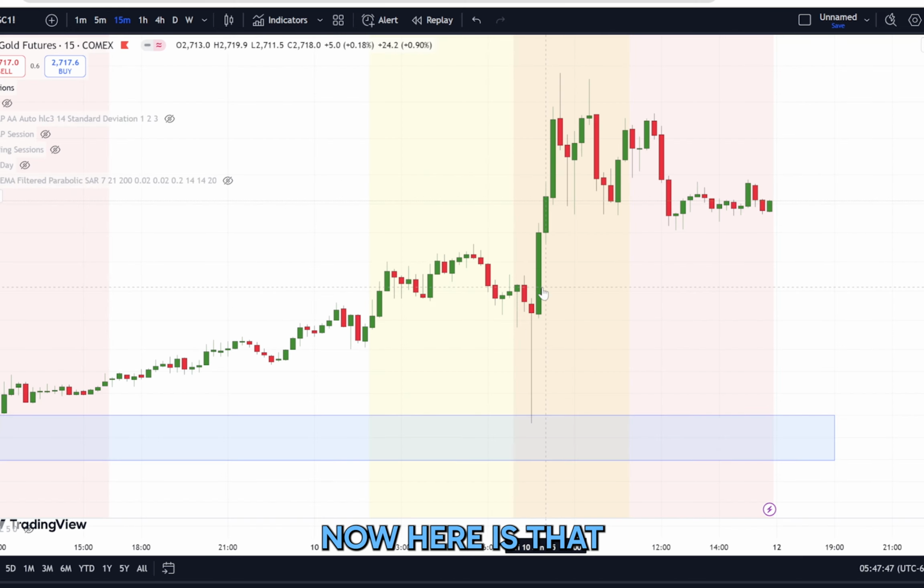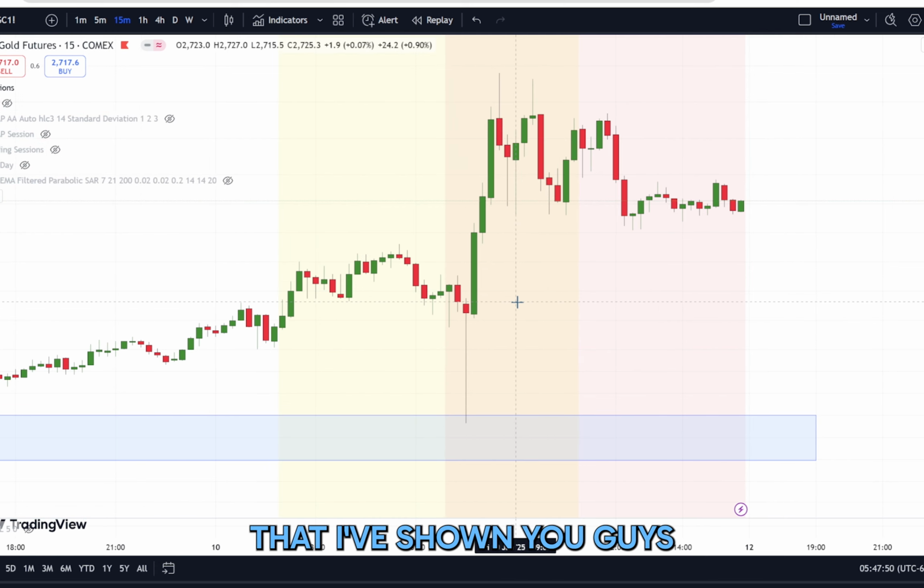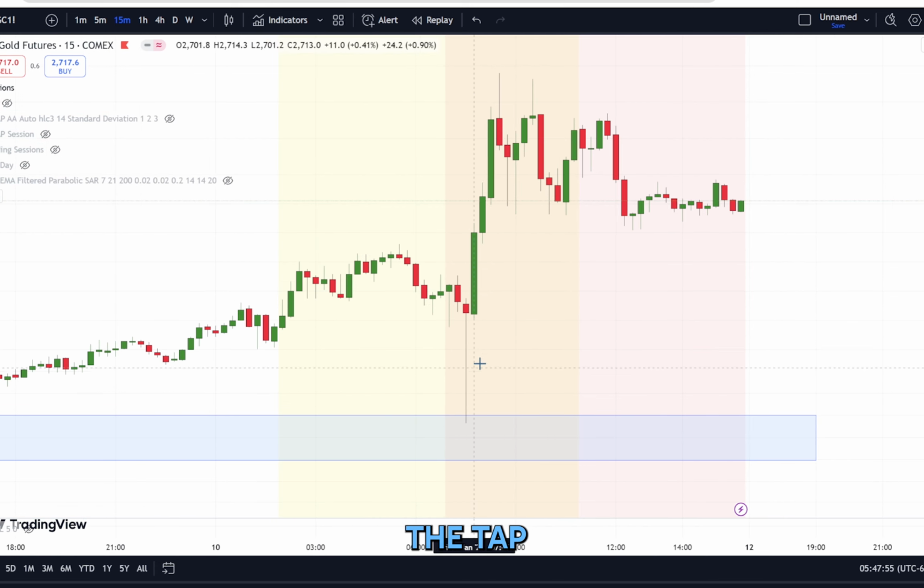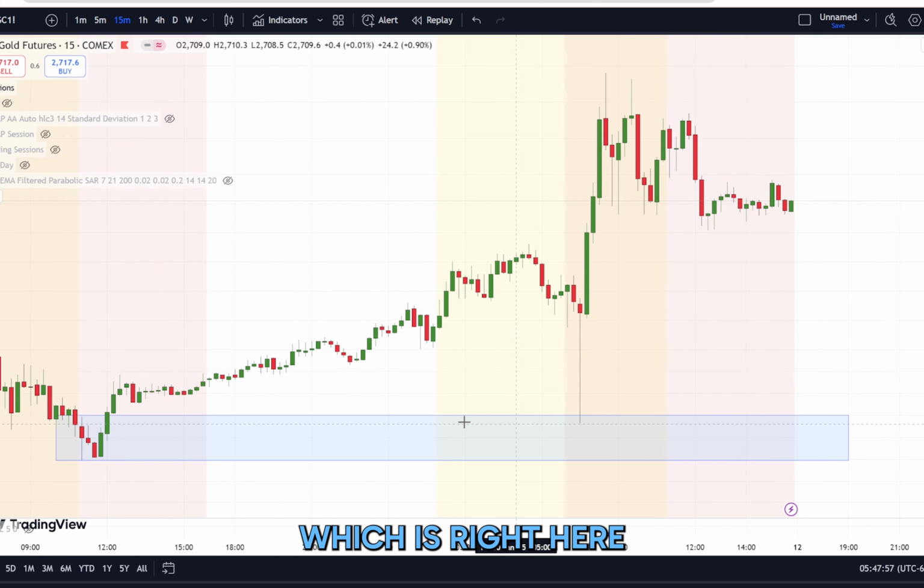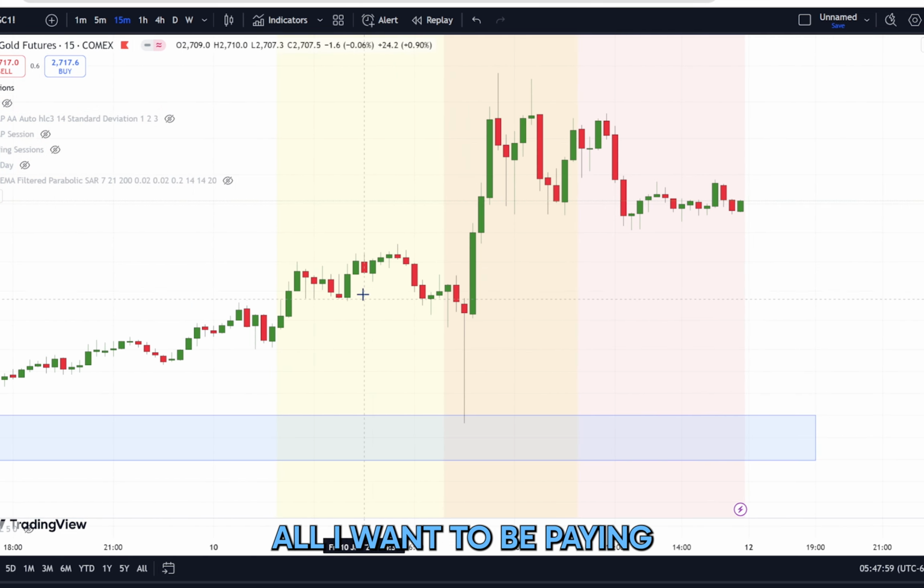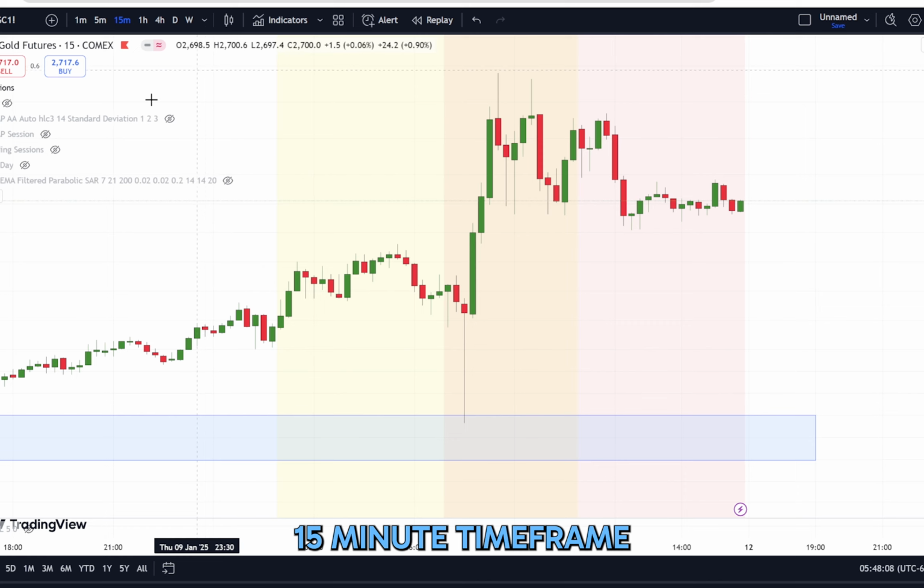Now here is that same trade example that I've shown you guys. So simply, once I get the tap of my demand zone, which is right here, all I want to be paying attention to is that next candlestick. Since I am bullish, I'm looking for a bullish engulfing on my 15-minute time frame.